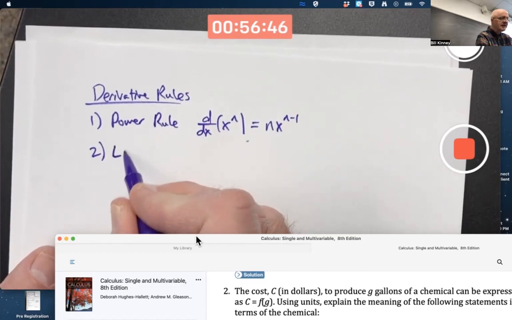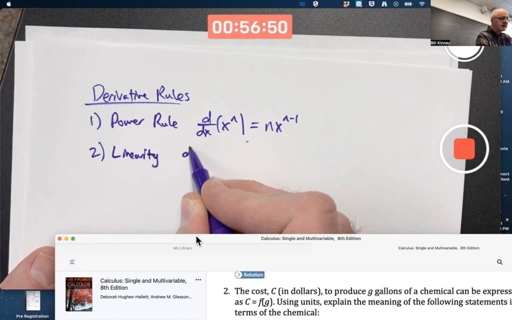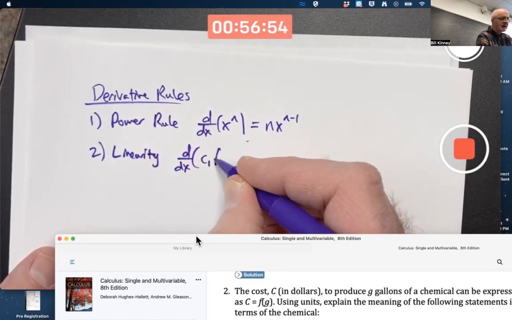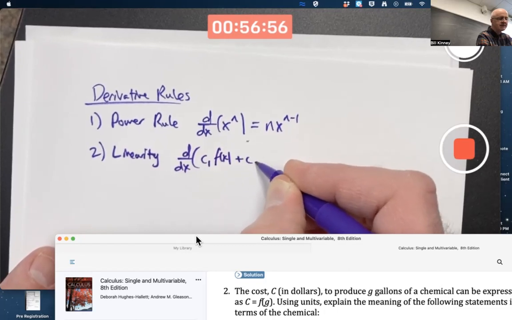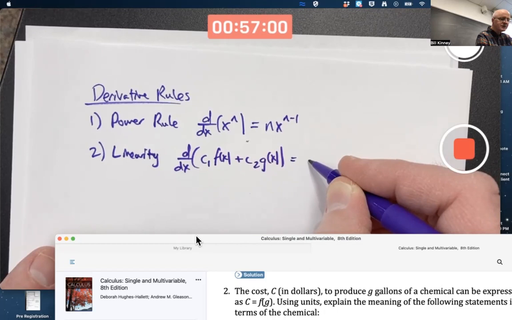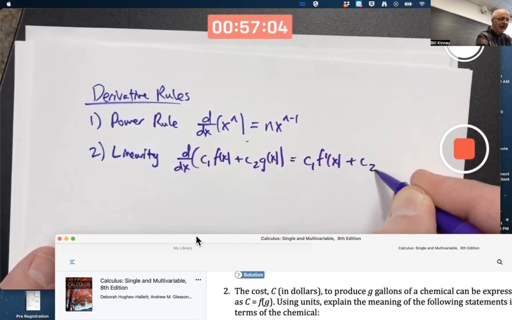There's also linearity. The fact that the derivative of some constant c1 times a function f plus some other constant c2 times some other function g, those constants just stay there. You take the derivative of f and g individually and you add the result.